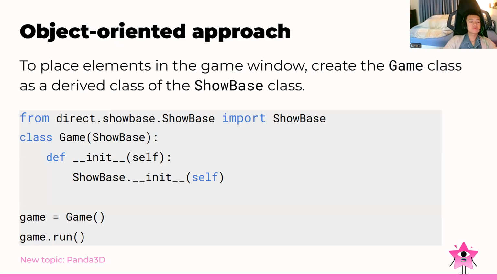And then we have also OOP, which is the object-oriented approach. It is for placing elements in the game window, by getting the game class as a derived class of the ShowBase class. We can go just like this. We import ShowBase from direct.showbase, and then we can define the class. We have the class name Game, and then the parent, which is ShowBase. We define the function __init__ with self, and then we call ShowBase's __init__ again. Then just run this: game equals Game(), and game.run(), and it will run the game.